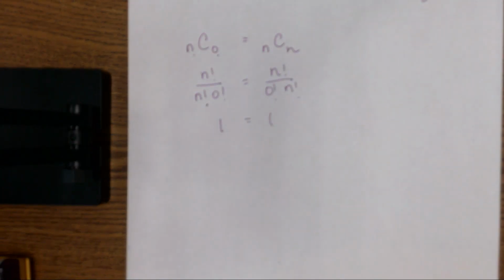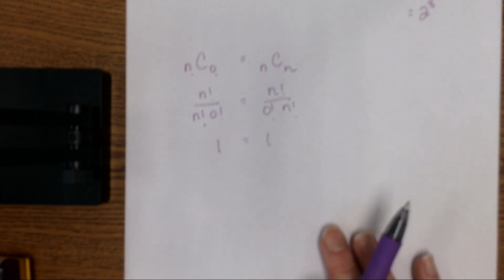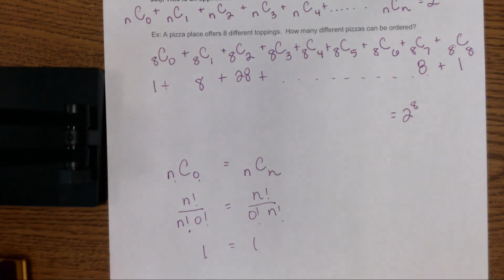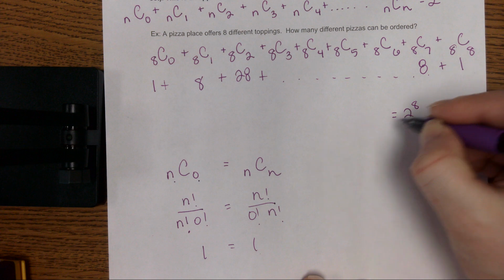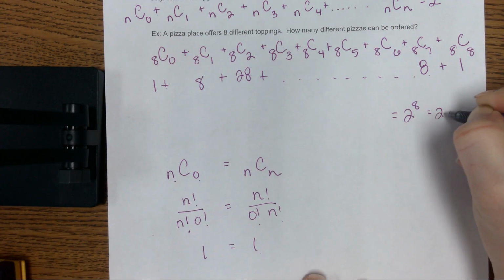Going back to above, what does it end up being? What's 2 to the 8th? 256. So there are 256 different pizzas.